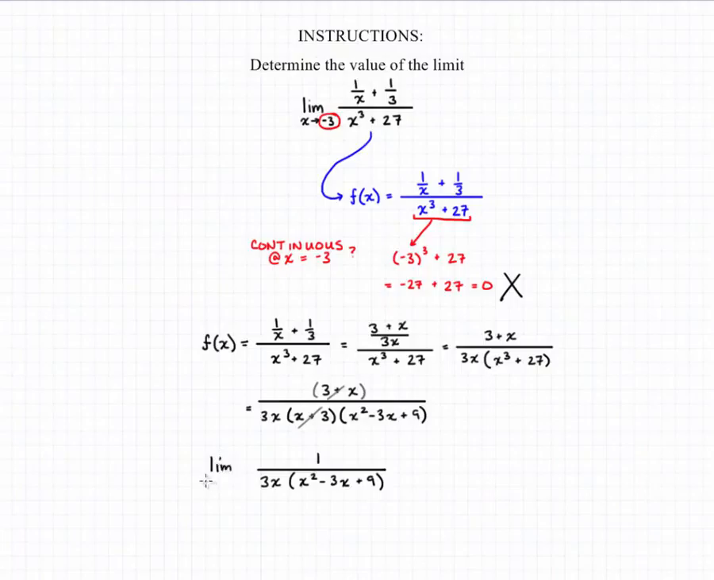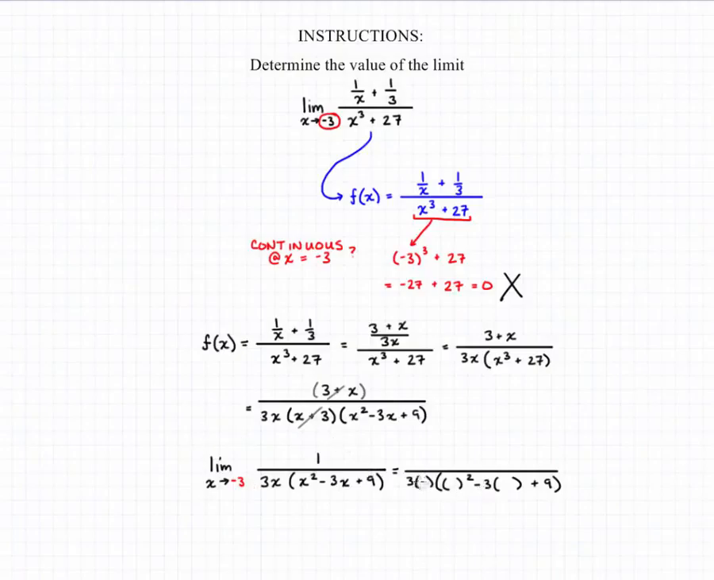And now we can look at the limit as x approaches -3 of this function. Now the reason we went to all this trouble of factoring and canceling is because now our abridged function is defined at x equals -3, so now we can use direct substitution to find the value of the limit.